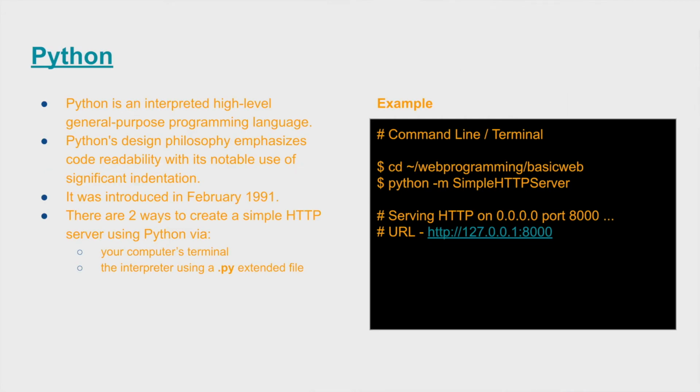Python is an interpreted language that people like to use for various projects. The best use for it, I think, is for ML and AI related projects. It was first introduced in 1991. There are two ways to run a simple HTTP server with this. One through the command line, and the other through a .py file, running it through the interpreter.